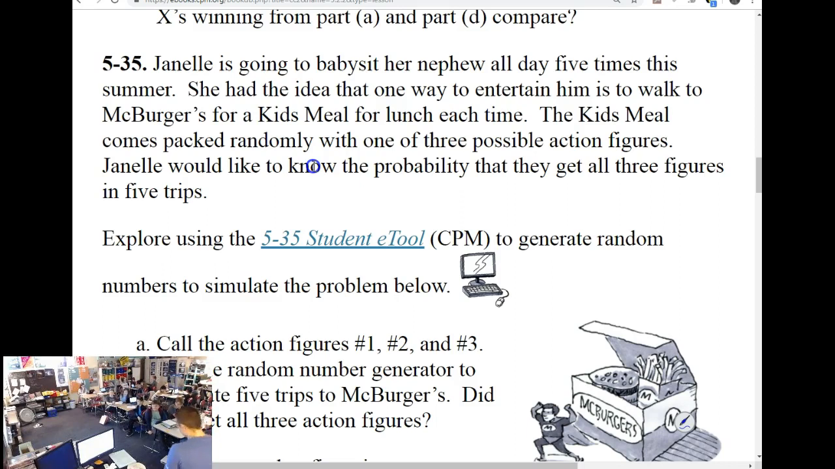Alright, so here's what's up. How many options are there? Three. How many times are we going? Five. How can we set up the random number generator to help us solve this problem?